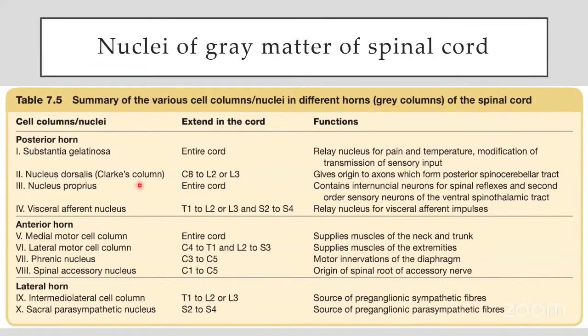The nucleus dorsalis gives origin to axons which form the posterior spinocerebellar tract. Nucleus proprius contains internuncial neurons for spinal reflexes and second order sensory neurons of the ventral spinothalamic tract. The visceral afferent nucleus is a relay nucleus for visceral afferent impulses. The anterior horns have mainly motor nuclei, which supply the muscles of the neck, trunk, extremities, and diaphragm. The lateral horn is mainly for autonomic functions. The intermediolateral column is for preganglionic sympathetic fibers, and the sacral parasympathetic nucleus is for preganglionic parasympathetic fibers.